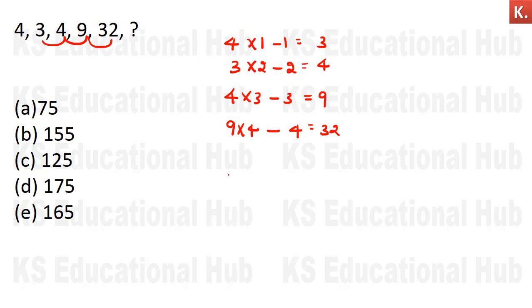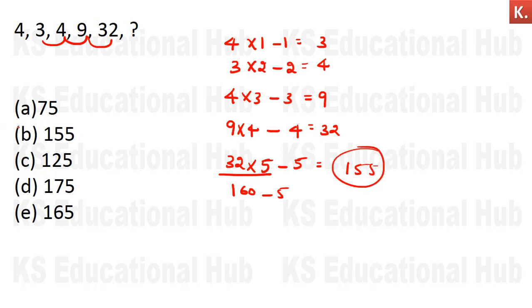So the next value we have to find out. That is 32 into, so 1, 2, 3, 4. The next one had to be 5. So minus 5. So 32 into 5, that is 160, minus 5 is equal to 155. That is the answer here. So that is nothing but option B here, right? I hope you understood this.